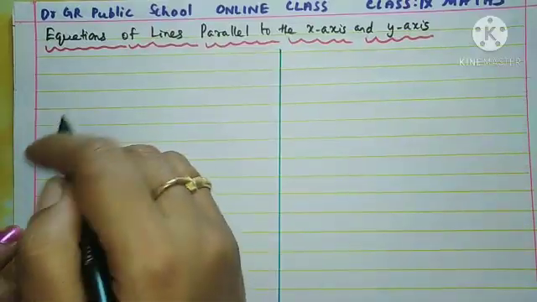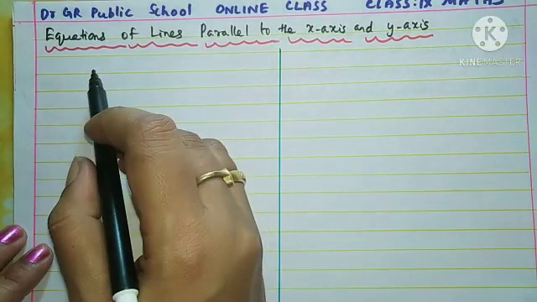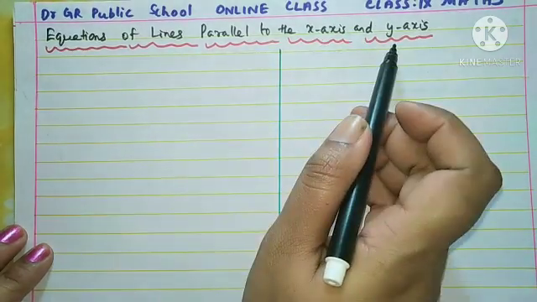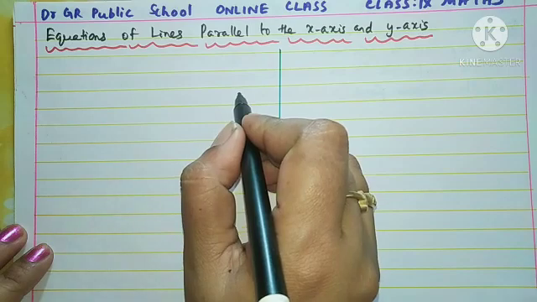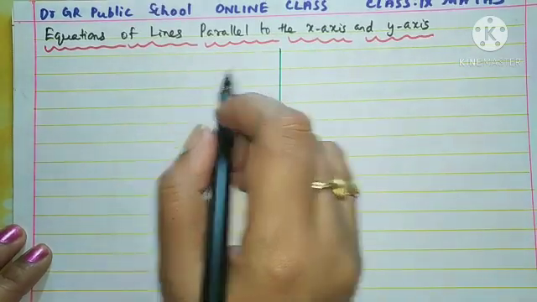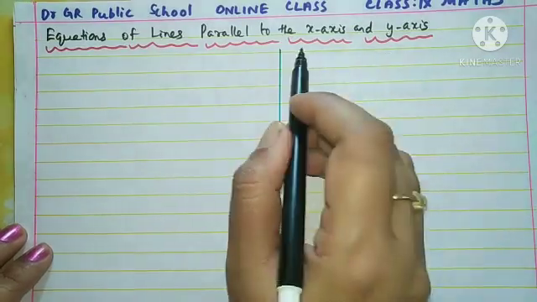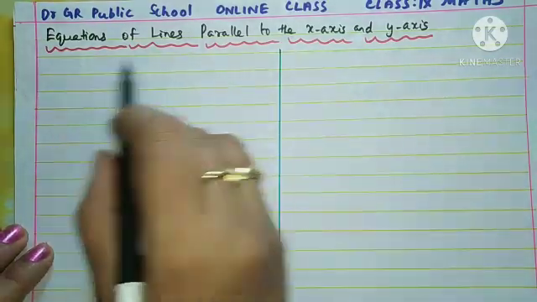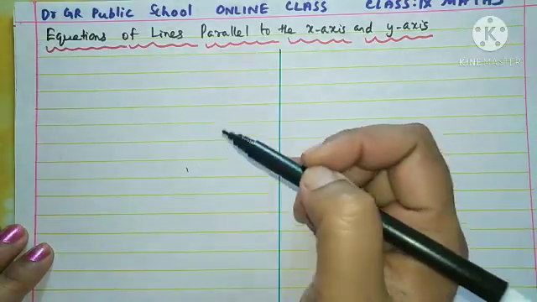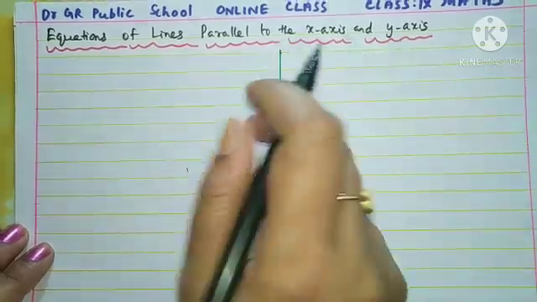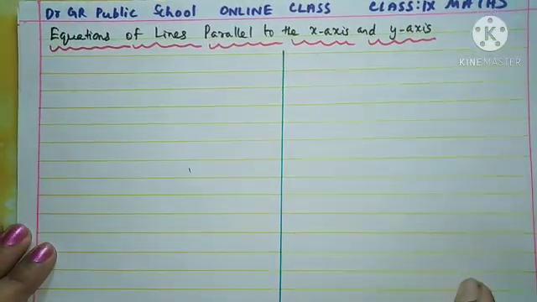Children, this is the last section of your chapter, that is equations of lines parallel to the x-axis and y-axis. For x-axis, what is the parallel line and what is its equation, and for y-axis how to draw the parallel line and what is the equation of that. That is all we will discuss in this section. You know x-axis and y-axis, and how we are drawing parallel lines to those axes we are going to discuss.